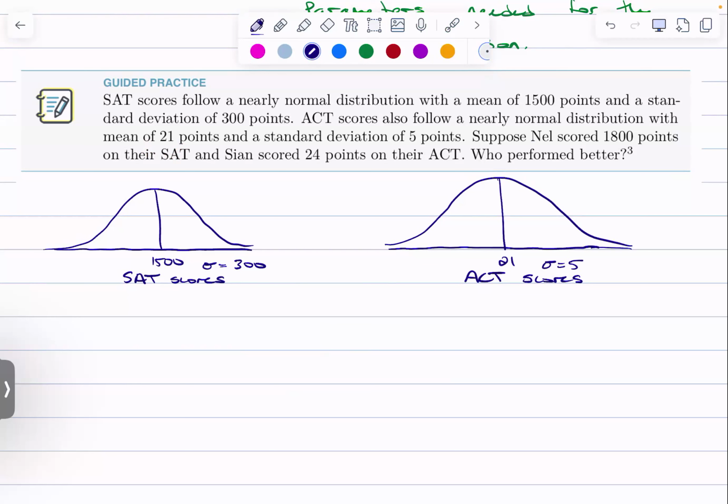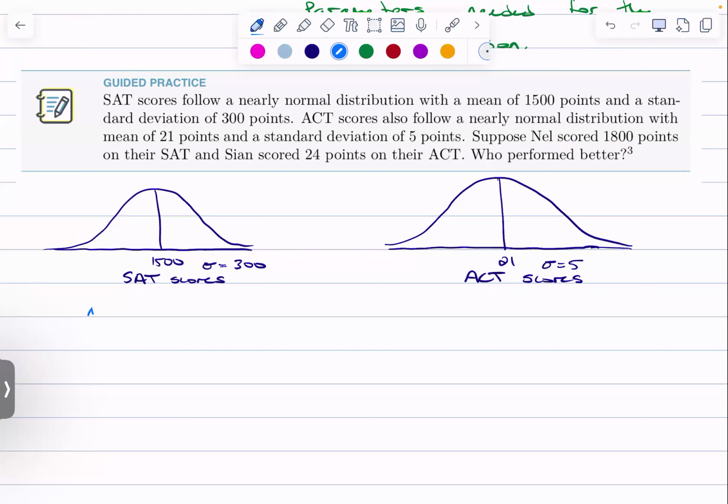How do universities compare these scores? They're not on the same scale. They've got different spread. So the main thing that we're going to do is standardize scores. Suppose Nell scored 1,800 points on their SATs.